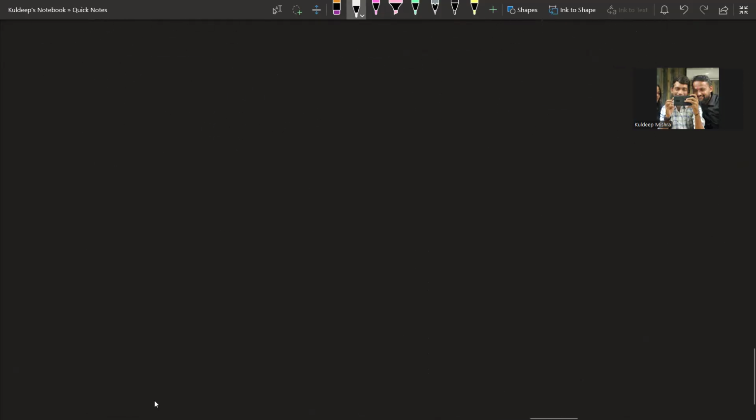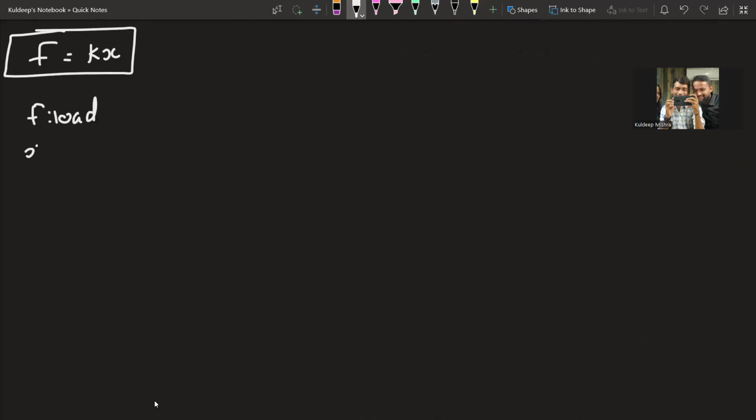And the formula you use in Hooke's law is F is equal to Kx. The force is equal to K into extension. F is the load, but in newtons always. X is the extension. K is the spring constant. It is different for different springs. Spring constant, or it is also called the force constant.